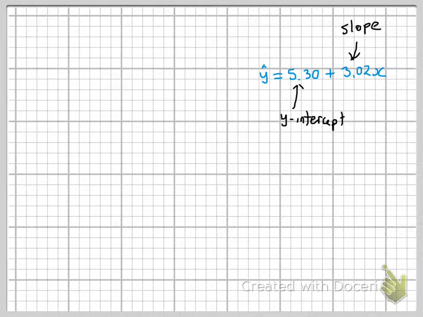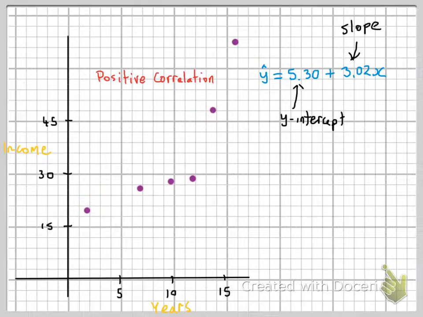Now, what does that look like? Where we had our scatter plot previously, but the line itself, the y-intercept is this green point right here, 5.3. So that's $5,300, okay, for a person with zero education. That's what that means. And then for every year of schooling, you get 3.02 thousand, which is $3,020. So that line will look like this. Okay, that is what that linear model would look like.